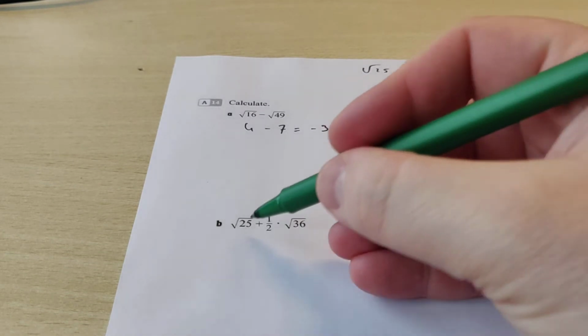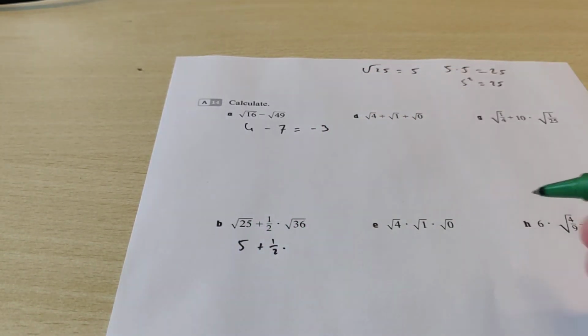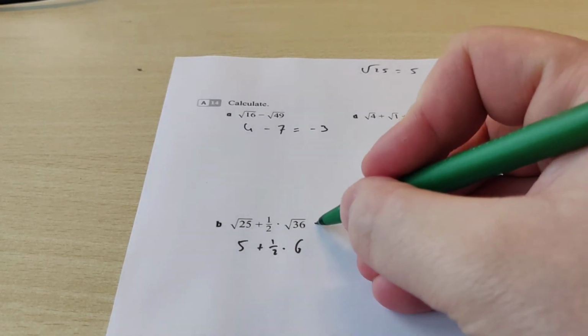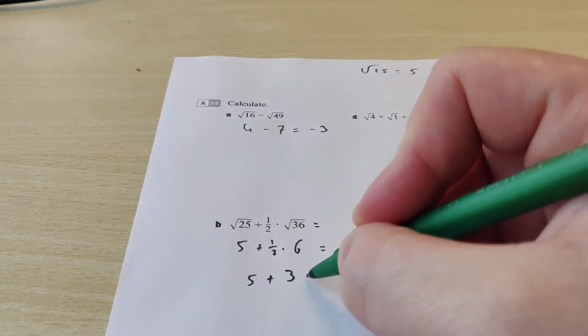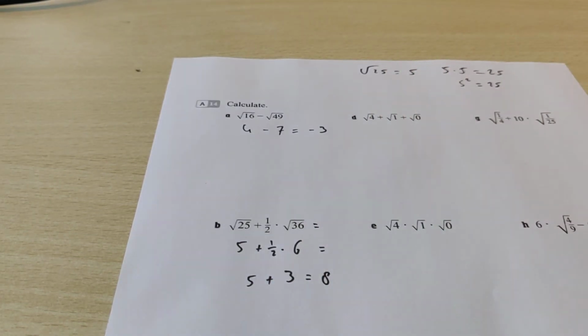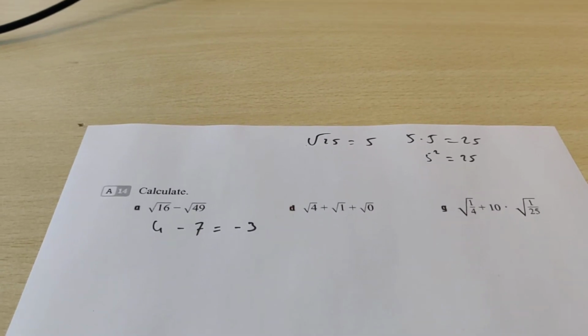Here we have the square root of 25, which is 5. And then plus a half times the square root of 36. Well, this is 6. And then we're going to multiply what this is. That's 3, and 5 plus 3 is 8. Now I said I didn't copy the whole exercise, so there's no C. You can make it yourself and see if you have it correct later.